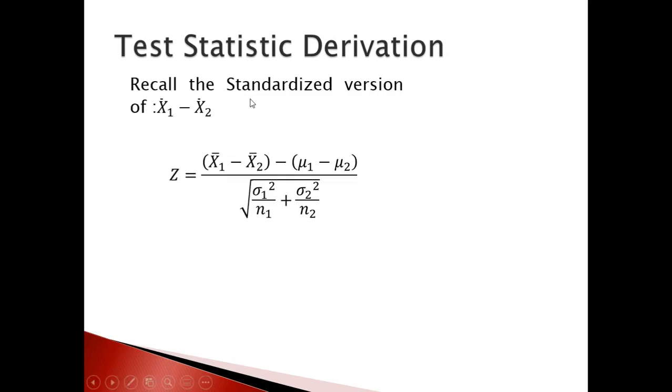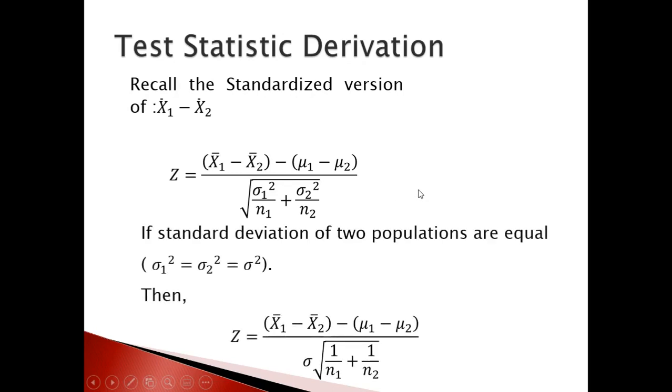Okay, now we have to define test statistic to perform our test. If you remember that we have standardized version of x1 bar minus x2 bar, we call it z equal x1 bar minus x2 bar minus mu1 minus mu2 divided by square root of sigma 1 squared over n1 plus sigma 2 squared over n2. If standard deviation of two populations are equal, we can write sigma 1 squared equals sigma 2 squared equals sigma squared. So we can replace sigma 1 squared and sigma 2 squared by sigma squared so that we have this z equal x1 bar minus x2 bar minus mu1 minus mu2 divided by sigma times square root of 1 over n1 plus 1 over n2.